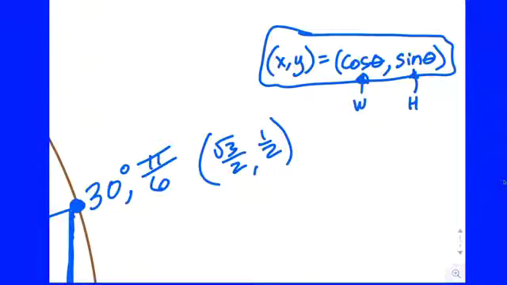X comes before Y in the alphabet song, and therefore also the alphabet. What comes first in the alphabet song, C or S? C. So it's in alphabetical order. X comma Y equals C comma S. Cosine comma sine. Got it? All right. The cosine measures the width. The sine measures the height. It's the Y value. Sweet.